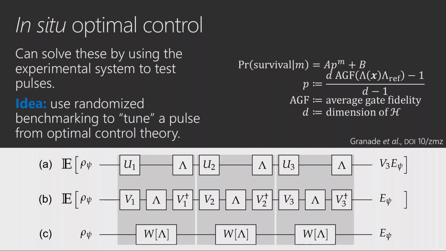So, in the same case here, we'll take some pulse that we're trying to learn about, and we'll do randomized benchmarking with that pulse. That consists of doing random sequences of Cliffords, with the noise following each.